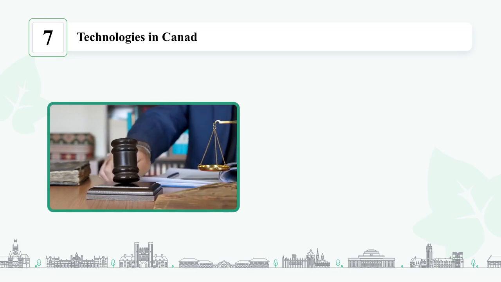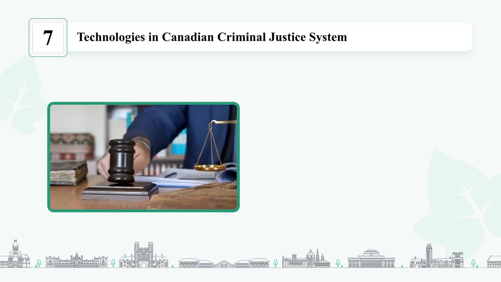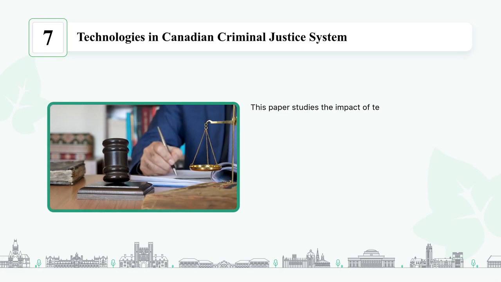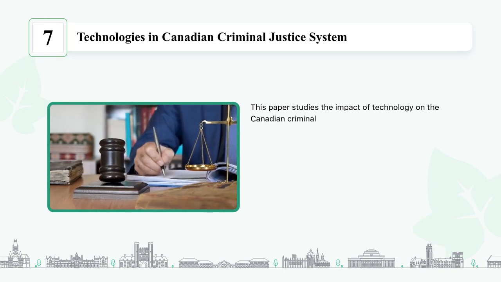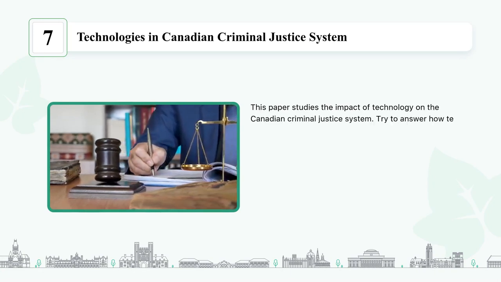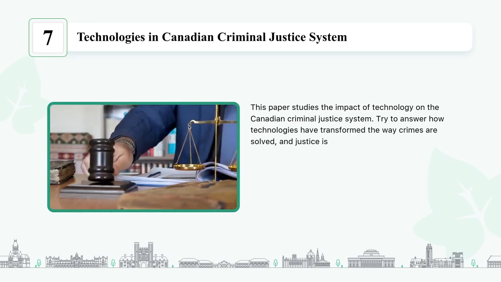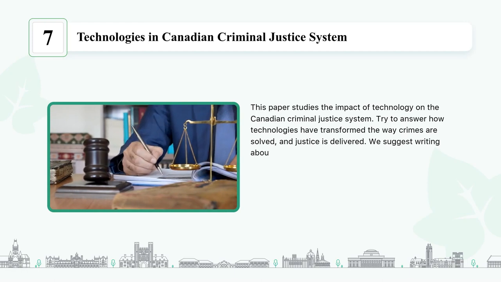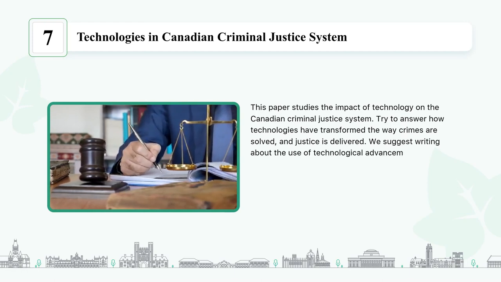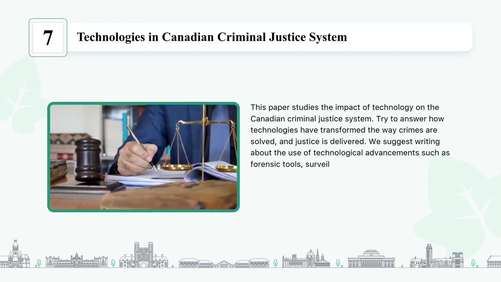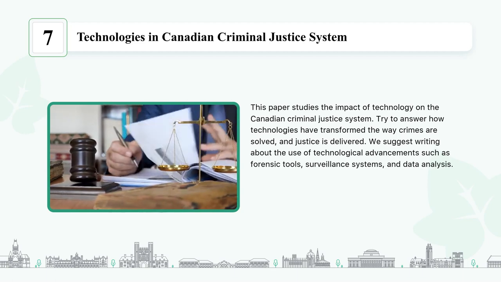Technologies in Canadian criminal justice system. This paper studies the impact of technology on the Canadian criminal justice system. Try to answer how technologies have transformed the way crimes are solved and justice is delivered. We suggest writing about the use of technological advancements such as forensic tools, surveillance systems, and data analysis.